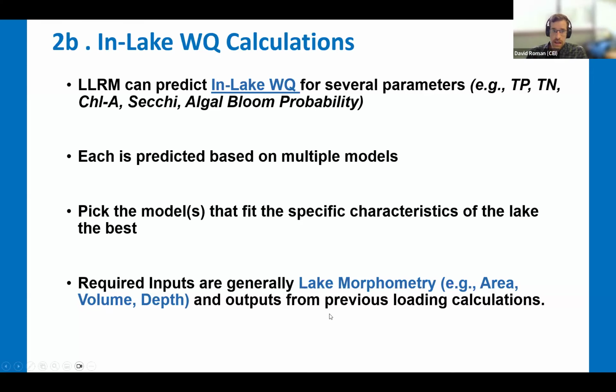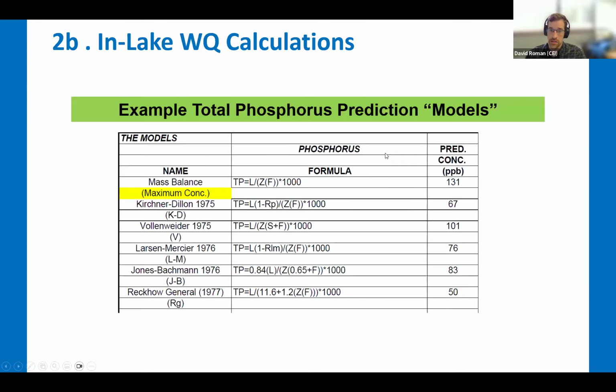In general, LLRM will feed in most of the inputs that are necessary to do the in-lake water quality calculations. So really the big ones are just the physical characteristics of the lake. What is the overall surface area of the lake? What's the estimated average depth and the volume? And then you can usually get your in-lake water quality calculation. So it's a nice, simple way to get calculations quickly.